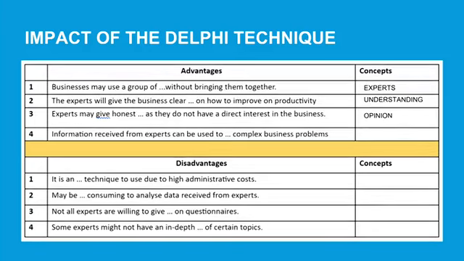Then with the disadvantages, right, we look at it is an expensive technique due to the high administration costs. So the administration cost will be the cost involved in getting the questionnaires to the experts, but it will also cost money to get the experts involved. We must remember that people who are experts or specialists often won't do things for free because their time is valuable, right?